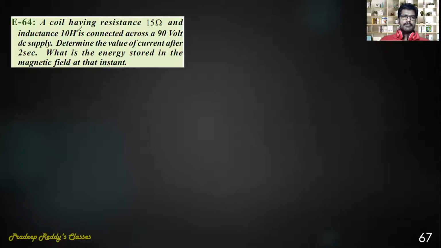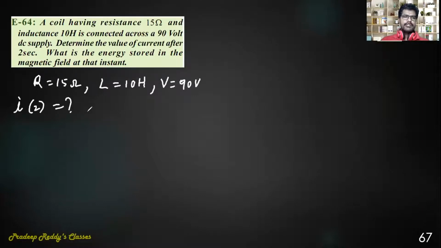In this question, it is mentioned a coil has a resistance of 15 ohm and inductance of 10 Henry and is connected across a battery of 90 volt, and this is DC supply. Determine the value of current after 2 seconds. I of 2 seconds is equal to how much? And what is the energy stored at 2 seconds? You should find out what is the energy stored over there.